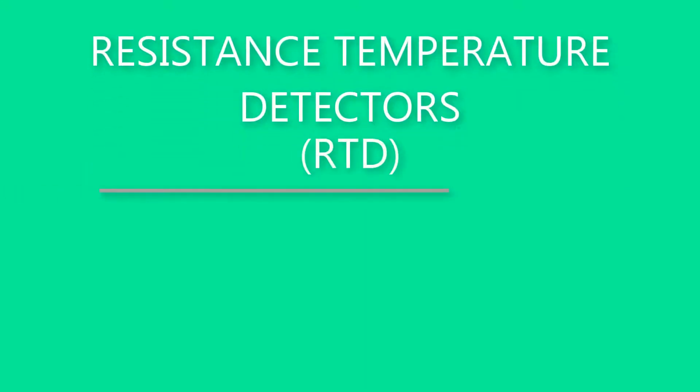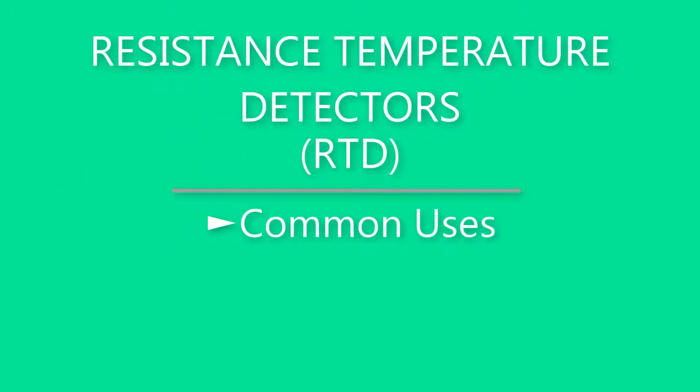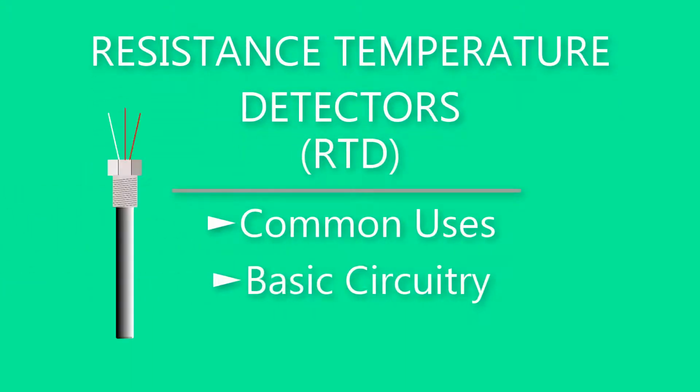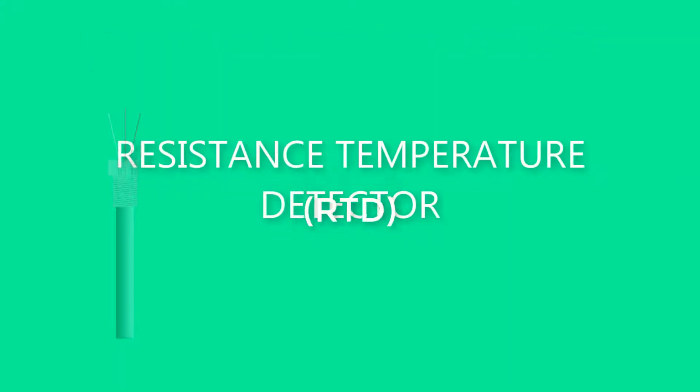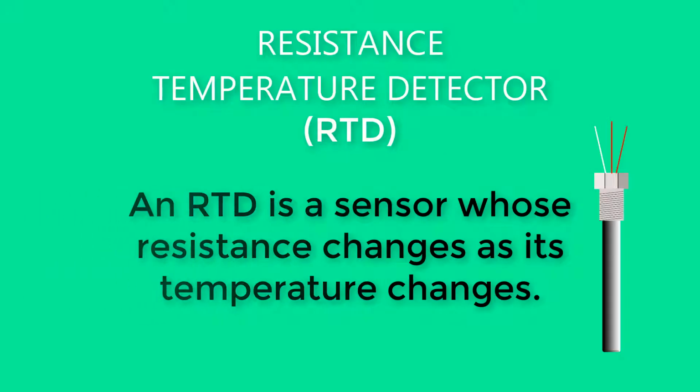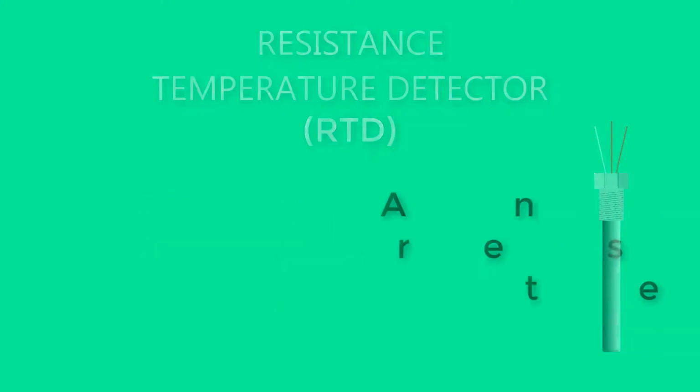Many automation and instrumentation systems require monitoring and controlling processes with temperature sensors. A resistance temperature detector, or RTD, is a sensor whose resistance changes as temperature changes. RTDs are accurate and typically maintenance-free. Let's examine how this simple device is used to detect temperature.